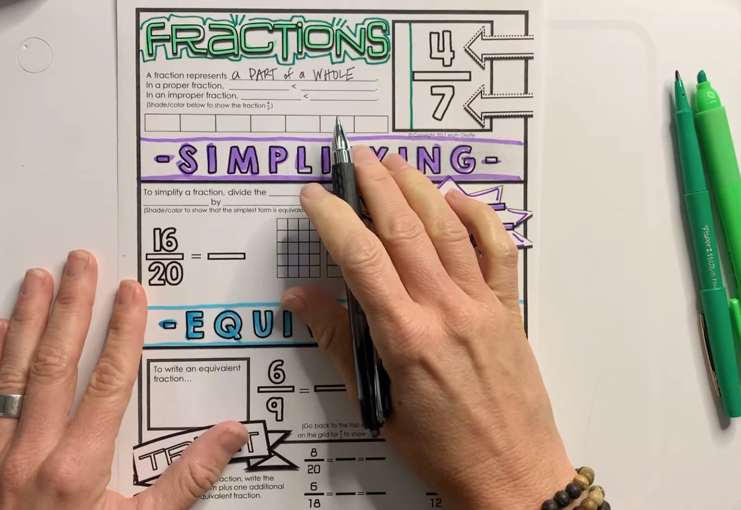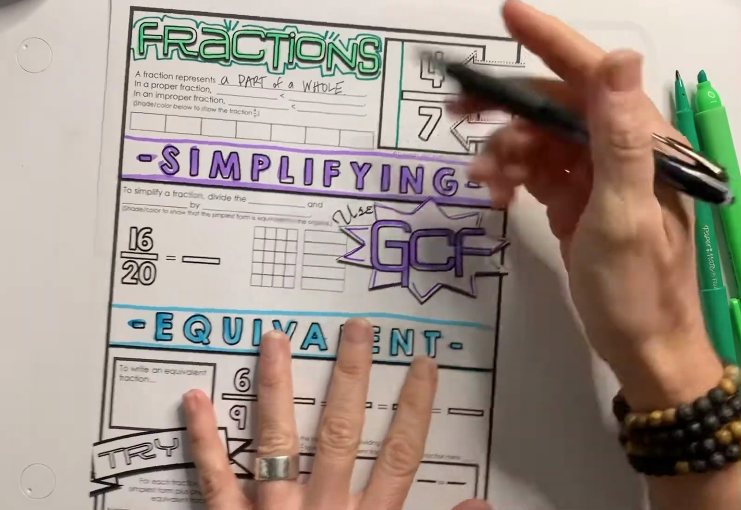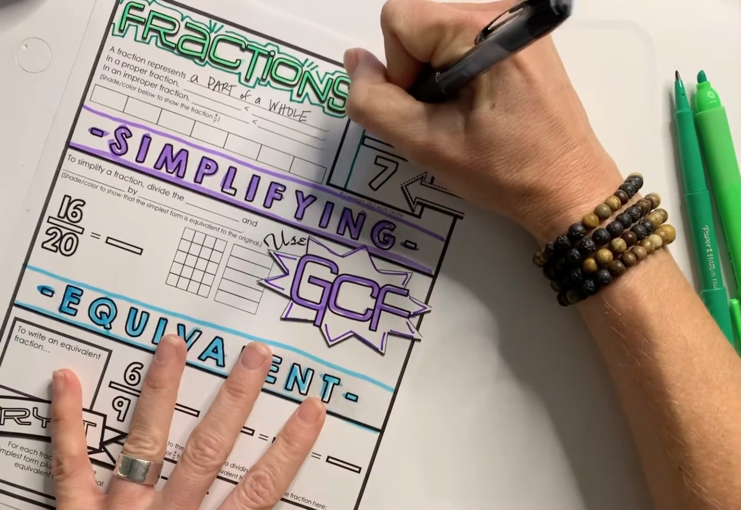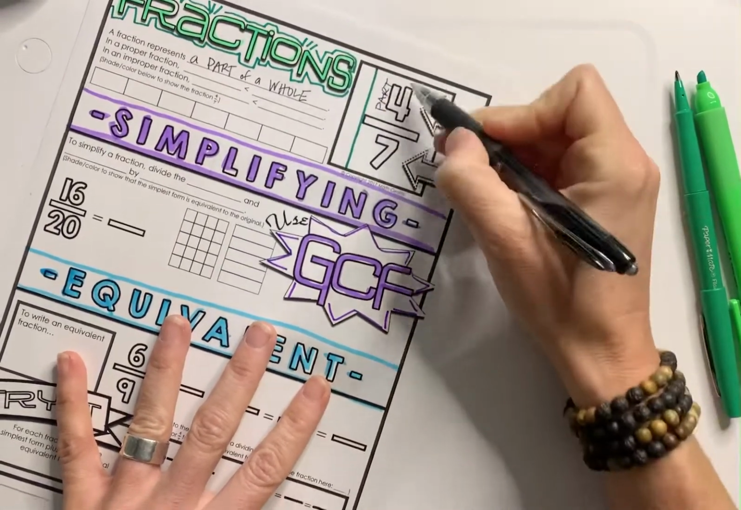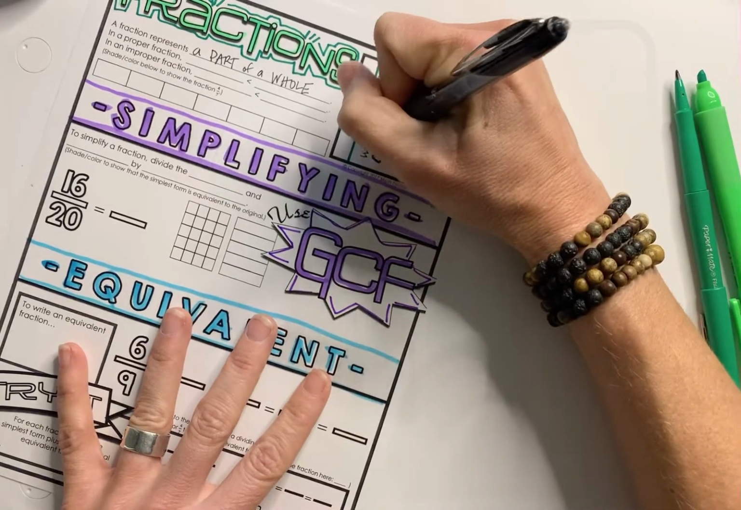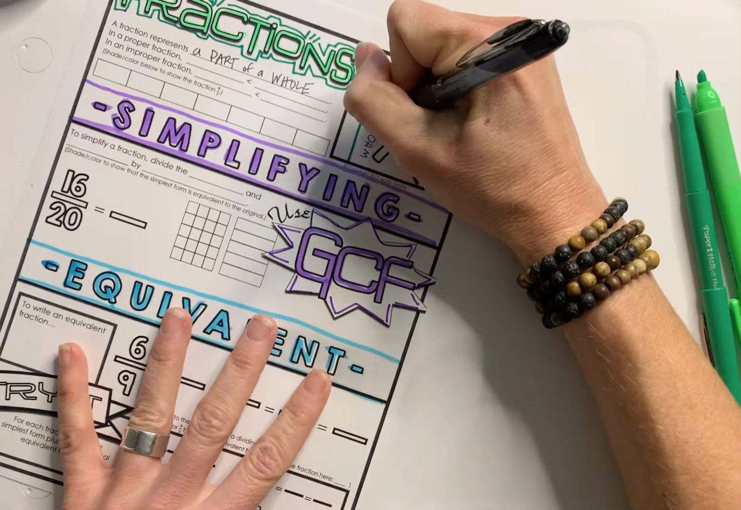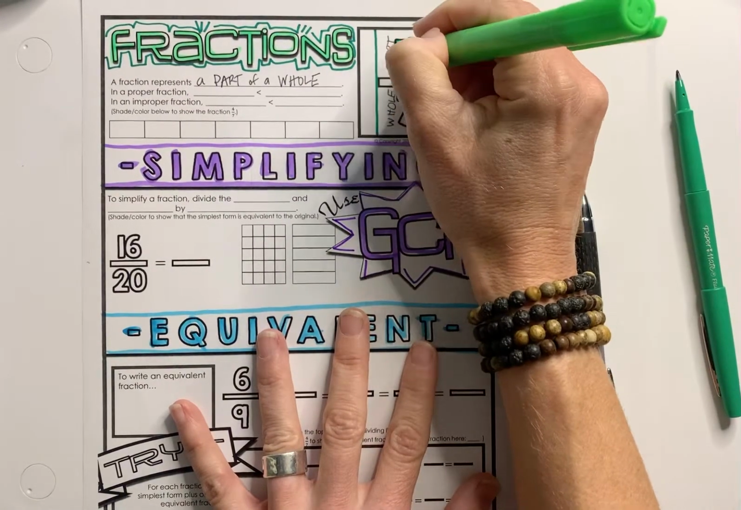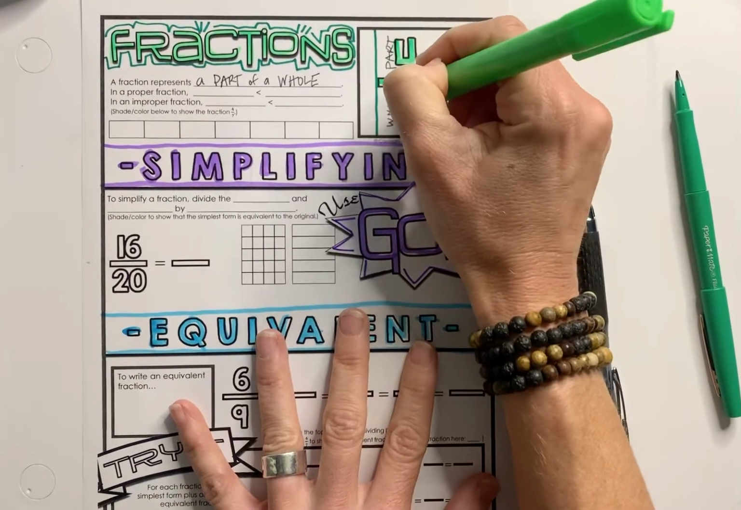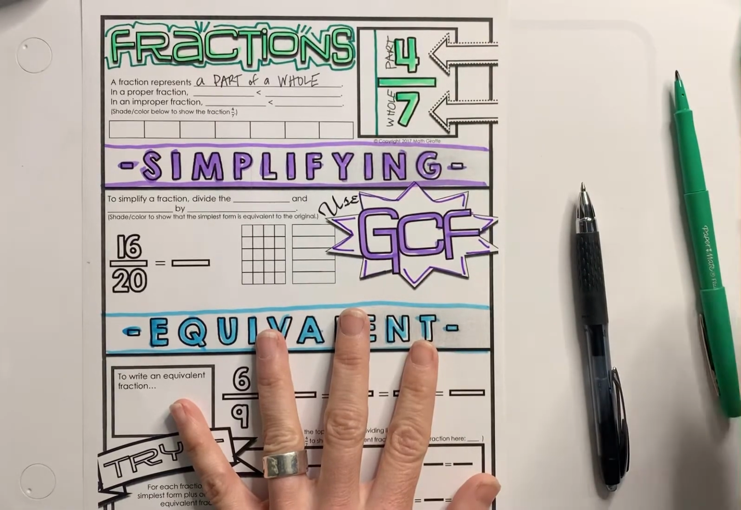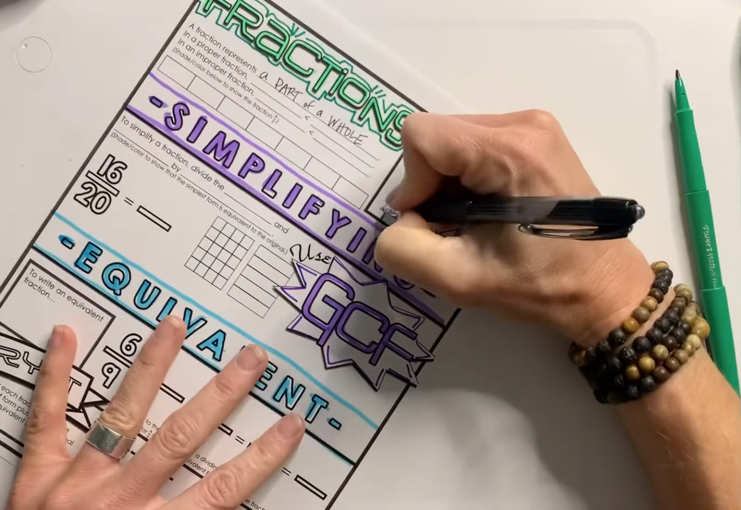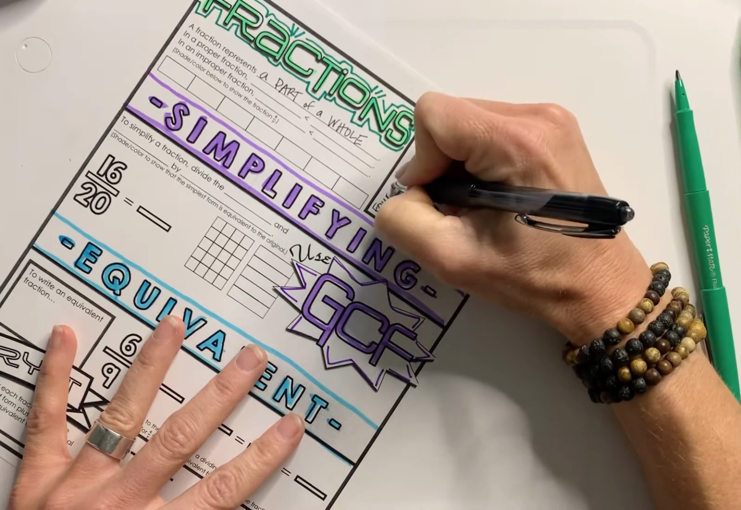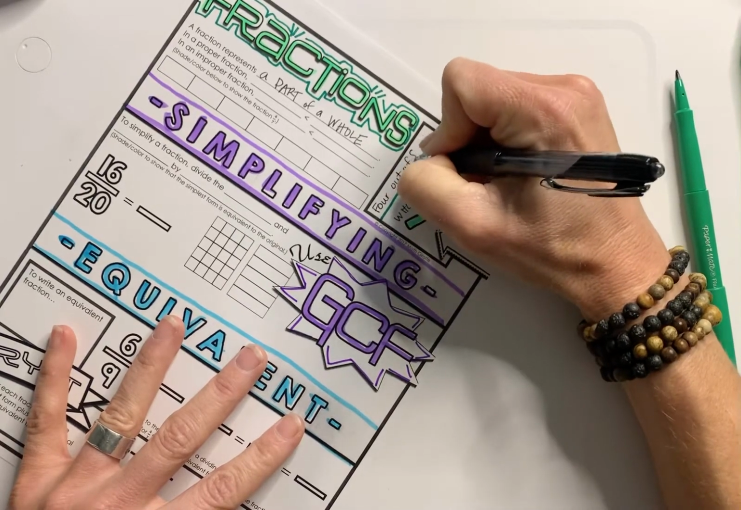So we can see that we have a part here. So go ahead and write part over the whole. So in this fraction, it represents 4 parts out of a total of 7, or the whole of 7. So we can say that is 4 out of 7.